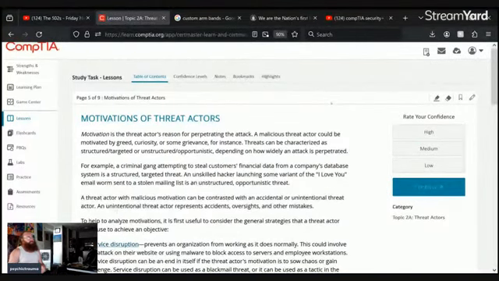Motivation of threat actors. Motivation is the threat actor's reasons for perpetrating the act. A malicious threat actor could be motivated by greed, curiosity, or some grievance, for instance.